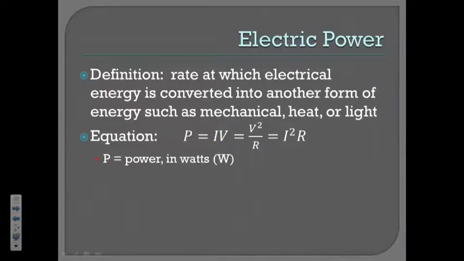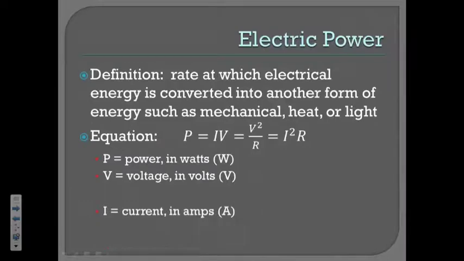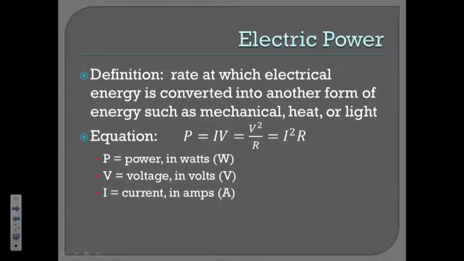Remember, power, P, is measured in watts, W. So power is always measured in watts. V is voltage again, and I is current again, once again measured in amps.